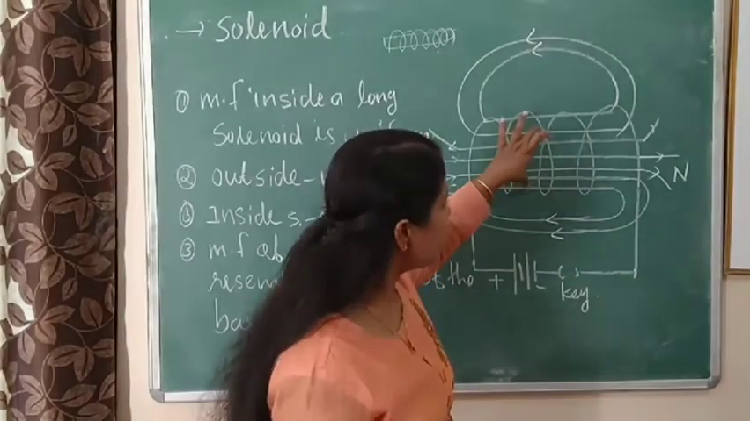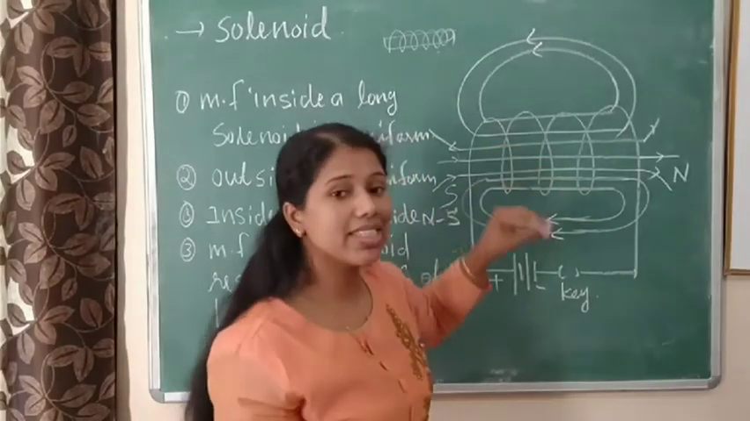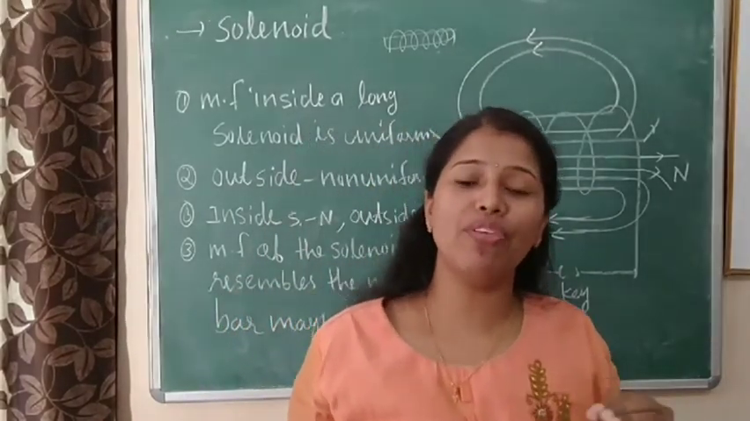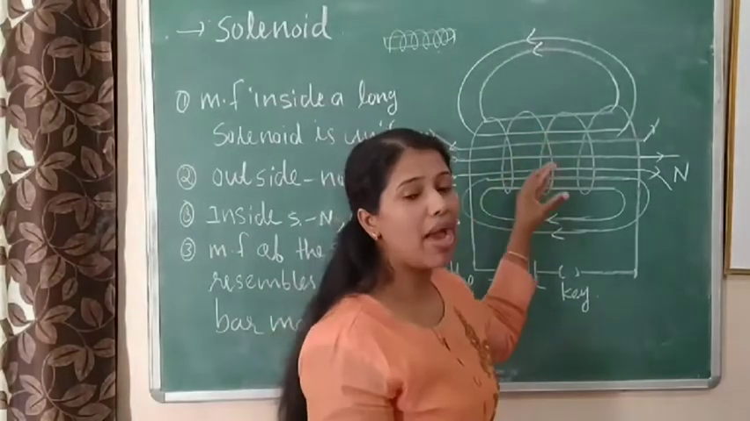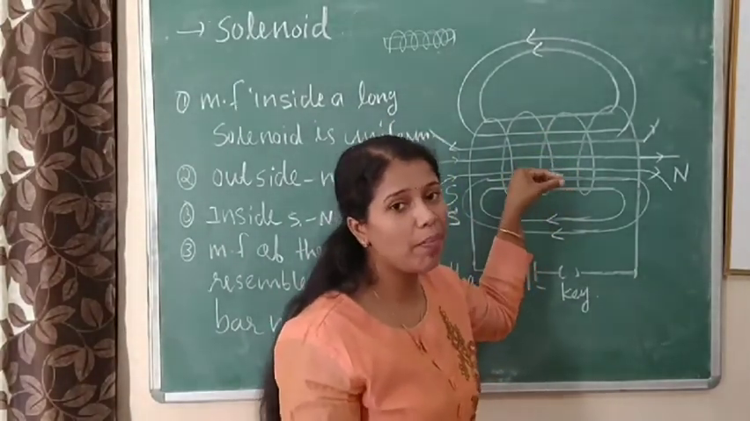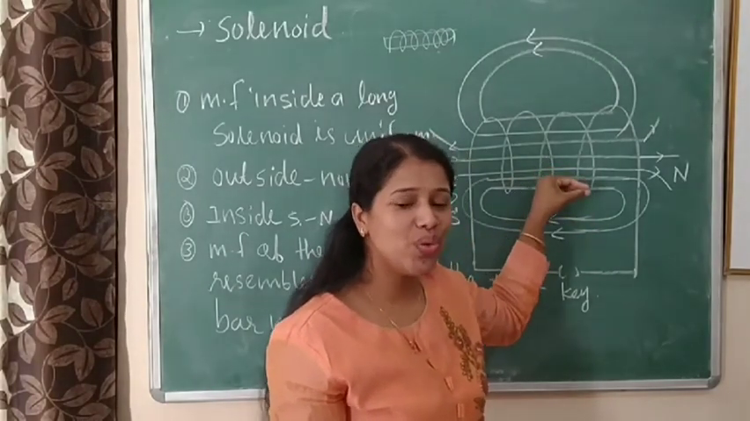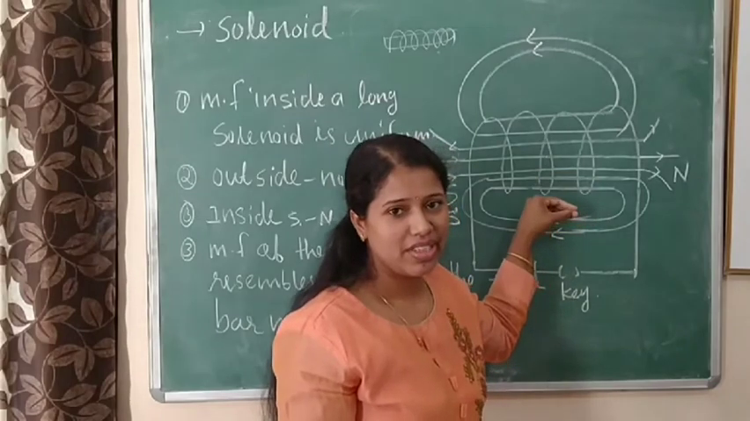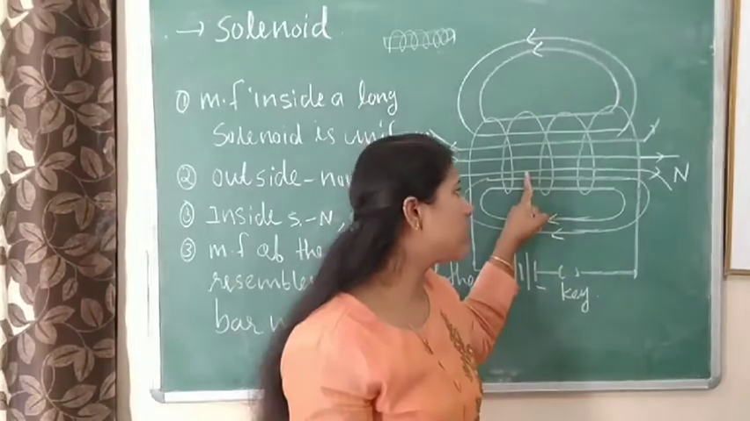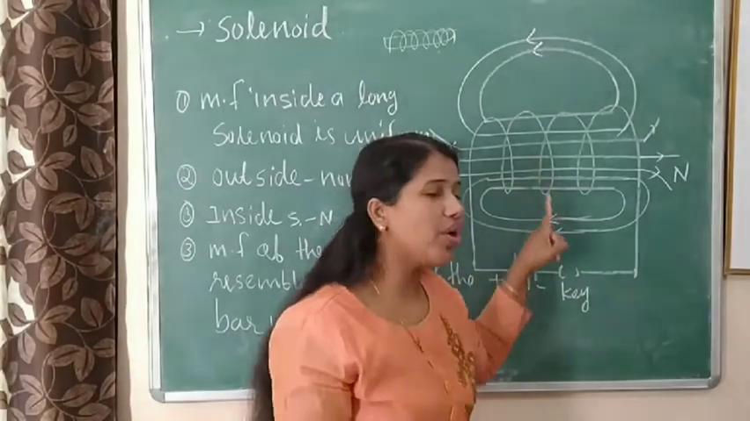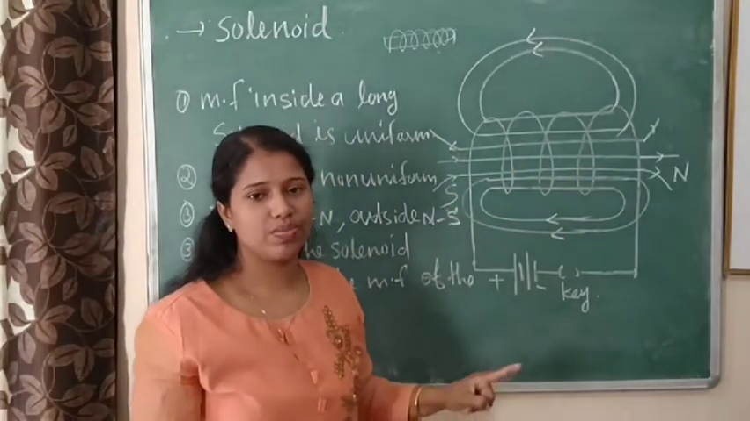Then inside the solenoid, all field lines are parallel to each other. That means it is a uniform magnetic field. Parallel to each other, it is a uniform magnetic field. That means it is a very strong magnetic field inside the solenoid. Inside the solenoid, magnetic field lines go from south to north.